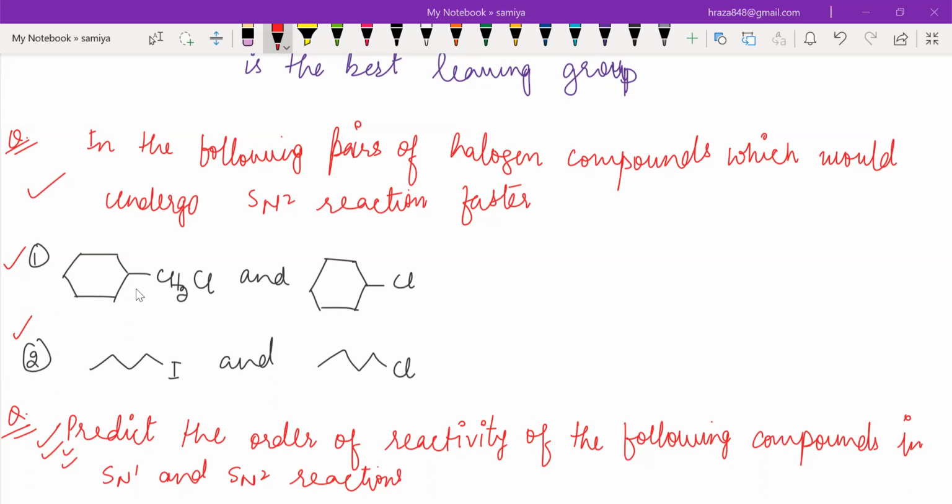Okay. So take this A and this B. Which one would undergo SN2 reaction faster? The one which is more reactive. Can you tell me what is the degree of this halide and what is the degree of this halogen? What is the degree of halogens here?